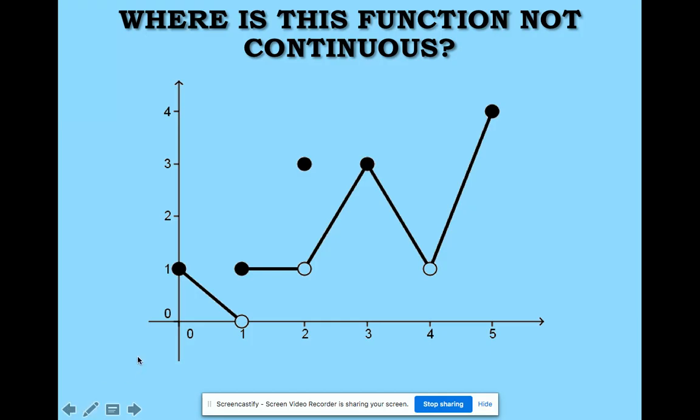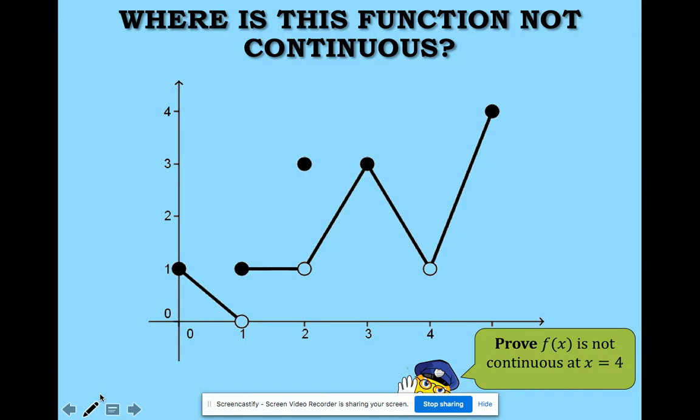Continuity lesson. So look at this little jagged algebra 1 type graph. And as you scan it from left to right, you can, I think, obviously see that it is not continuous, right? At 1, 2, 4. So identifying where something is continuous is great, but now I'm going to ask you to prove f of x is not continuous at 4.